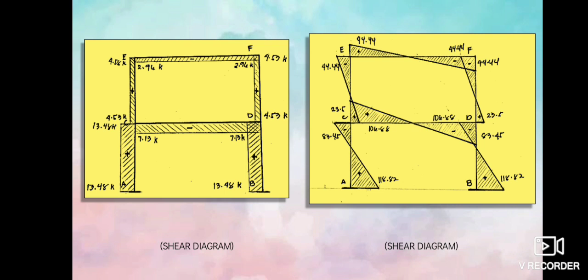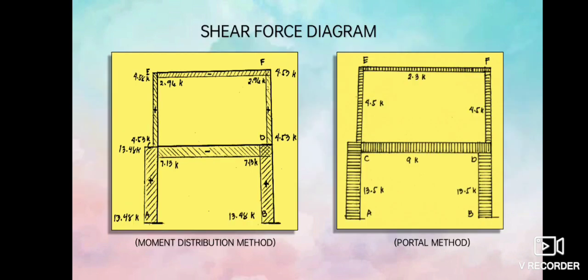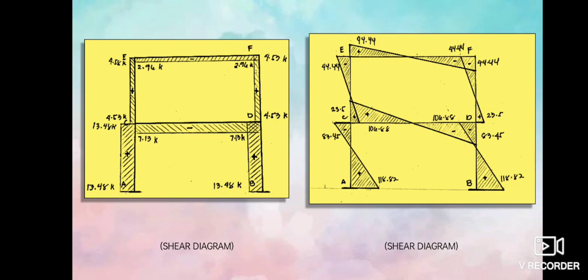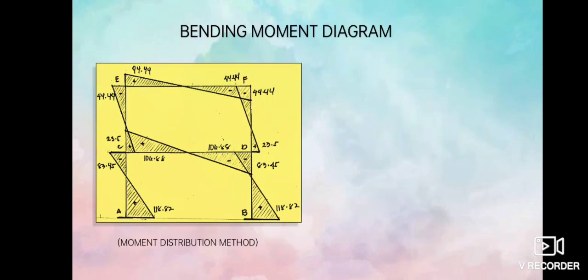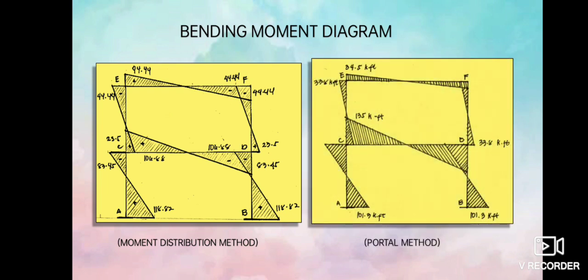So, as you can look at it, these are the shear diagrams. On the left side is the moment distribution method, and on the right side is the shear diagram for the portal method. As you look at it, these are the values we have come up with for the moment distribution method and the portal method. These are the shear force diagrams, and you also have the moment diagrams for MDM and PM.